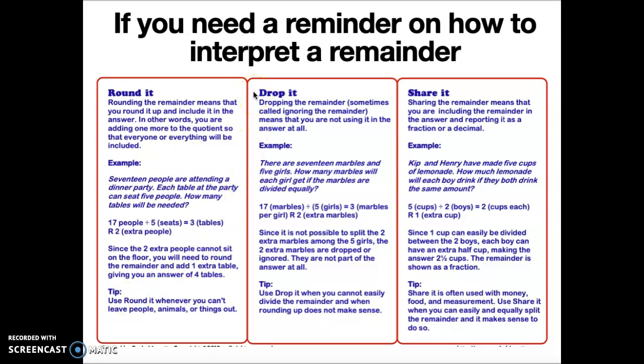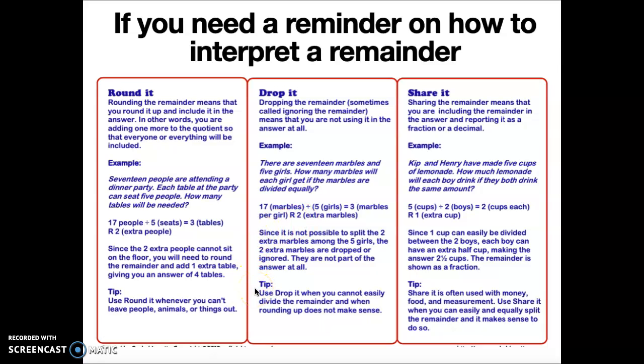Another way to interpret a remainder is to drop it. Dropping the remainder, sometimes called ignoring the remainder, means that you are not using it in the answer at all. In this example problem, there are 17 marbles that need to be shared between 5 girls. So when you do the math, each girl will receive 3 marbles, and there's going to be 2 extra marbles left over. So in this case, we are going to drop the remainder because it doesn't make sense to split these 2 marbles to be shared between the 5 girls.